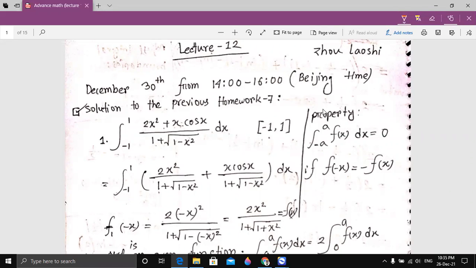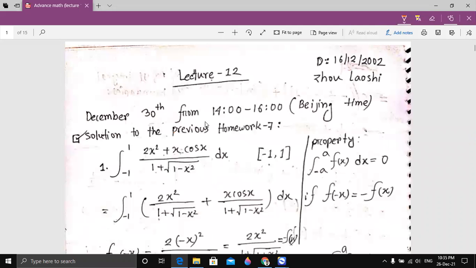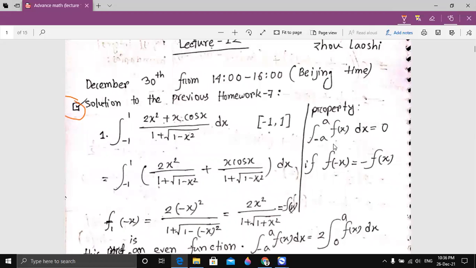So lecture 12, we have some integration, and firstly we have the solution of the previous homework. Maybe I have also talked about this homework before, but I'm going to discuss it again. We have two properties: number one is for odd functions, and number two is for even functions.